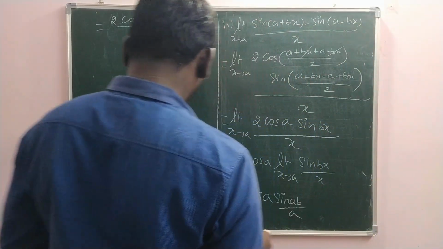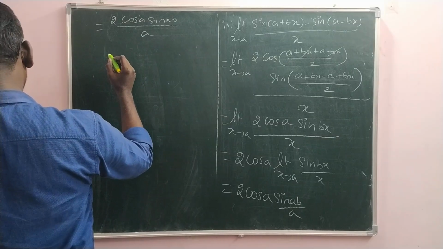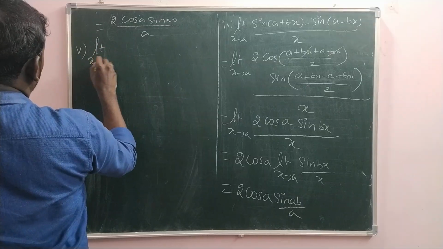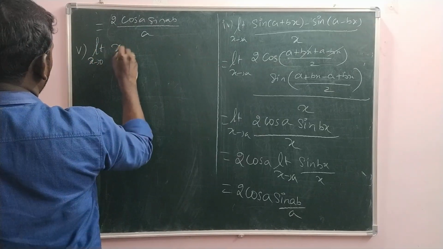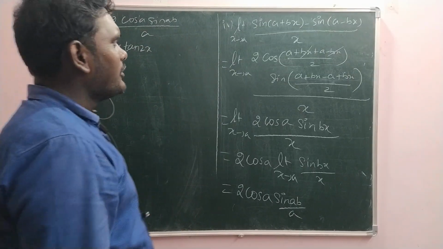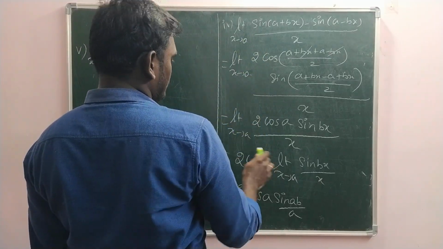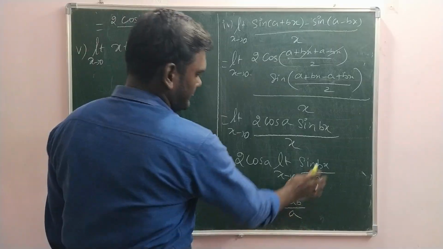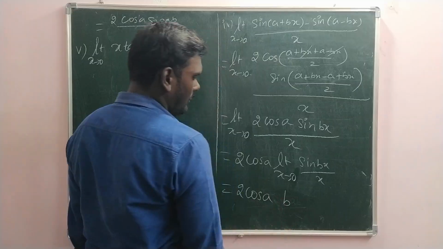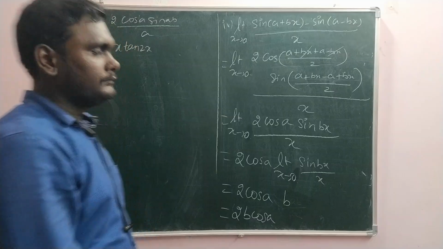Then next the fourth one. Fifth one. Then the question must be wrong. Here x tends to 0 only, it is possible. Question must be wrong. For 0, the answer is 2b cos c, here b alone will come.